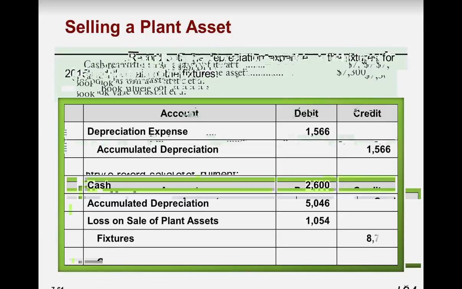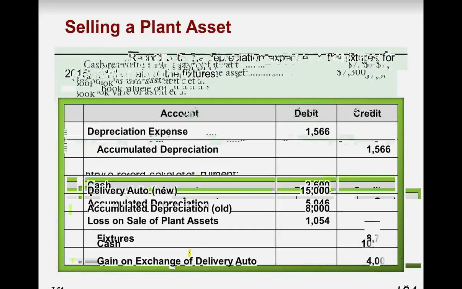And they record the exchange by putting the new car on the books, getting the depreciation for the old car off, both debits, taking the old car off the books with a credit, and the cash that they paid out with a credit, and they had a gain. They had to have a gain in order to make their debits and credits equal, a gain of $4,000 on this transaction. And just some T accounts.